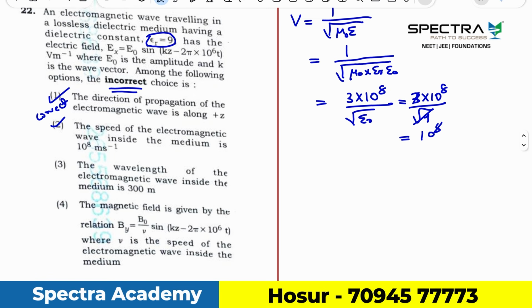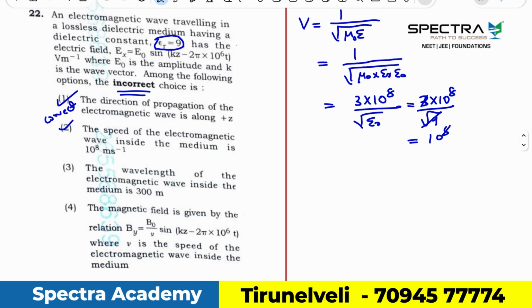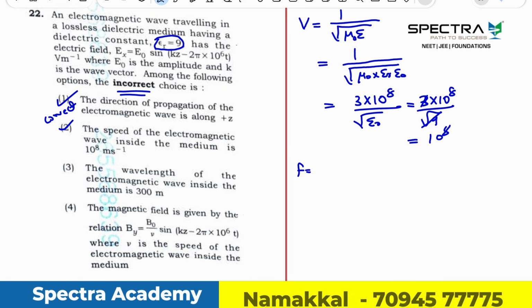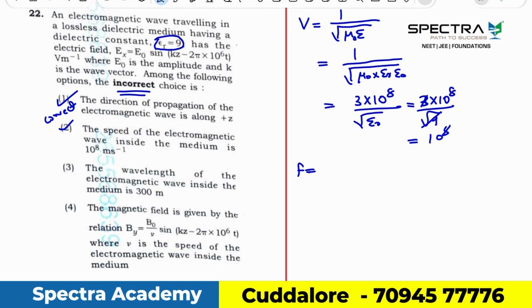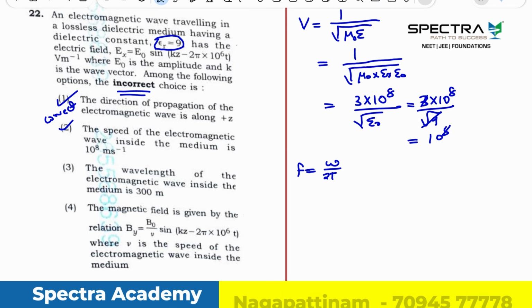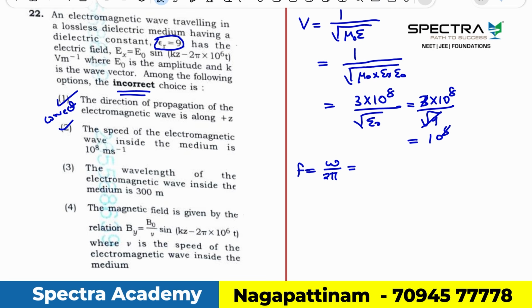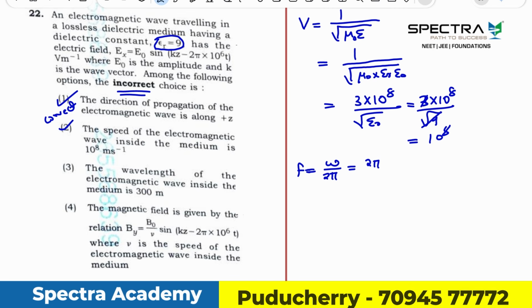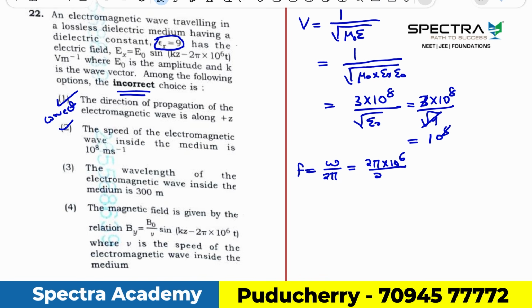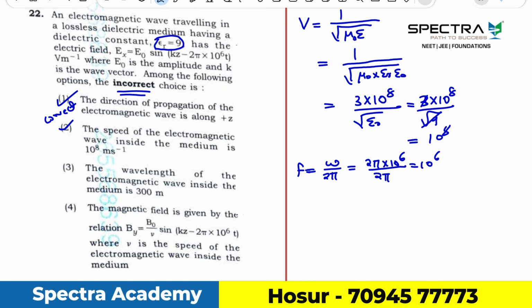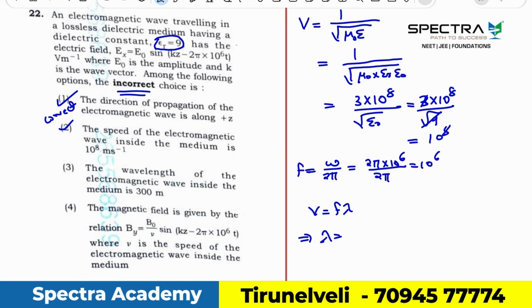Now what about the third statement? The wavelength of the electromagnetic wave. You are asked to find the wavelength. So first of all, you should know the frequency, right? How to get the frequency? Frequency can be found as omega by 2 pi. From where will I get the omega? Omega is 2 pi into 10 power 6 from the equation, divided by 2 pi. So this is 10 power 6. Now V is equal to F lambda, so lambda is equal to V by F. What is V? 10 power 8. And what is F? 10 power 6.